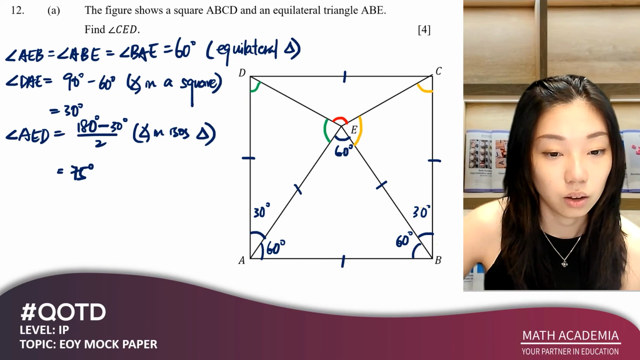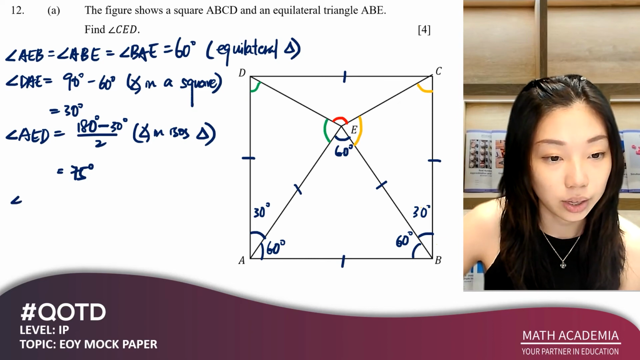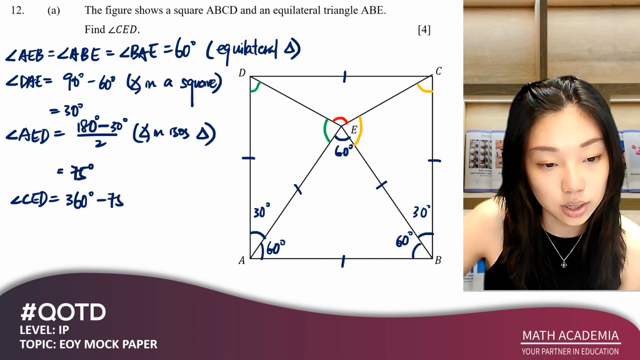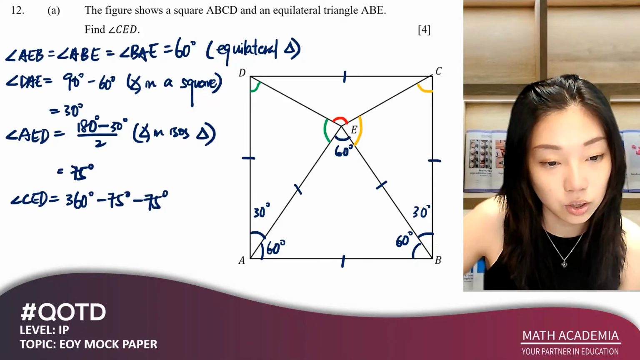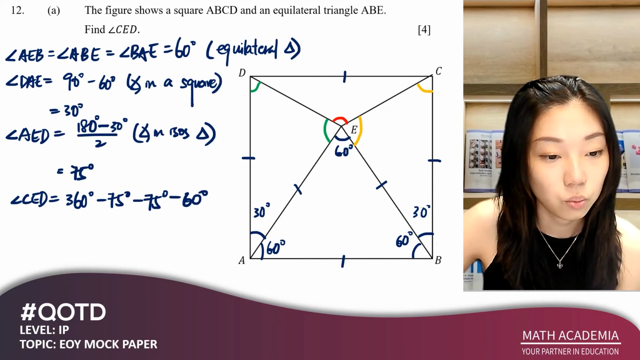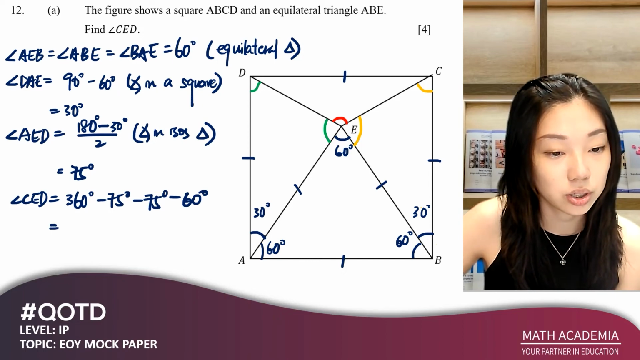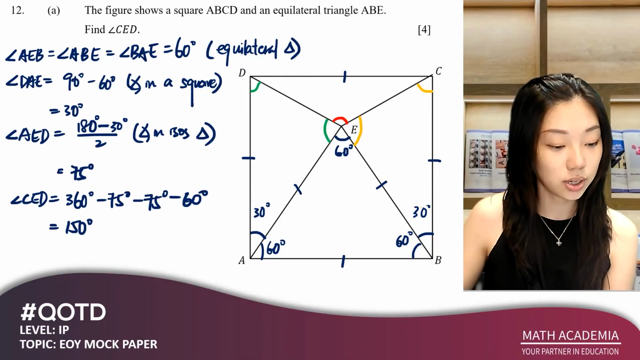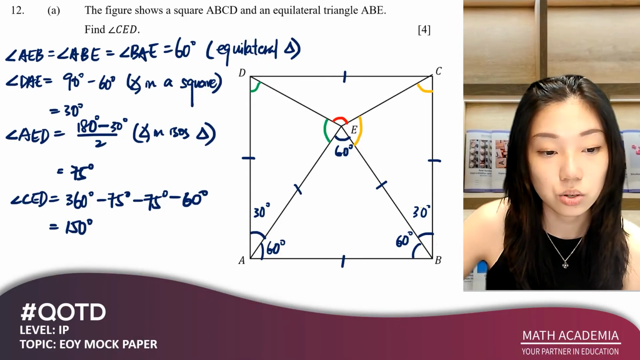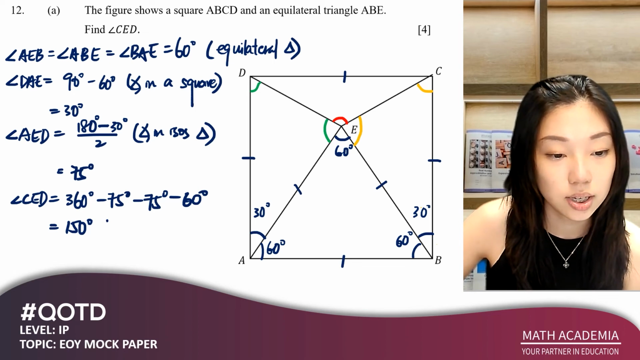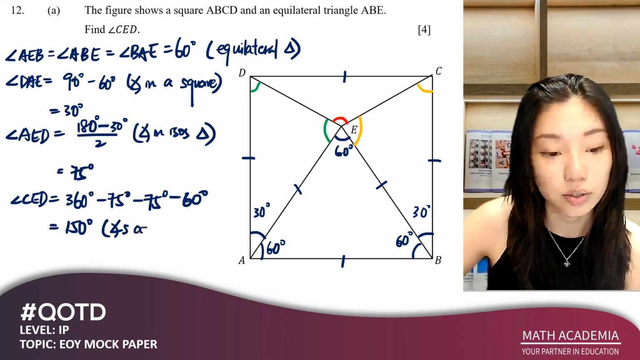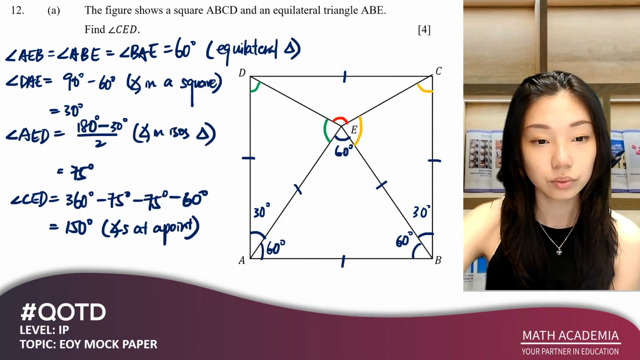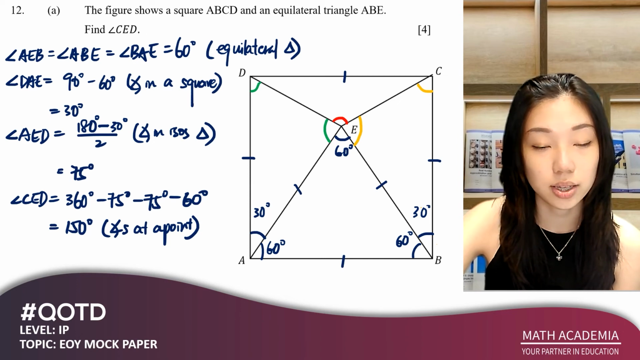Therefore, angle CED equals 360 degrees minus 75 degrees minus 75 degrees minus 60 degrees, which gives us 150 degrees, which is the final answer. We need to explain why we take 360, because they are angles at a point. So this is the answer for question 12, part A.